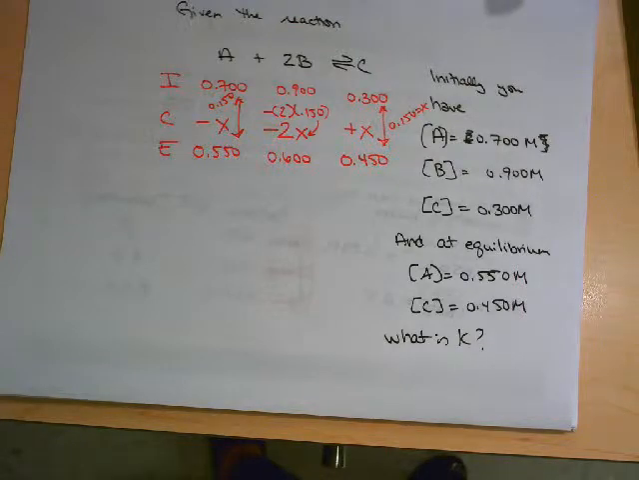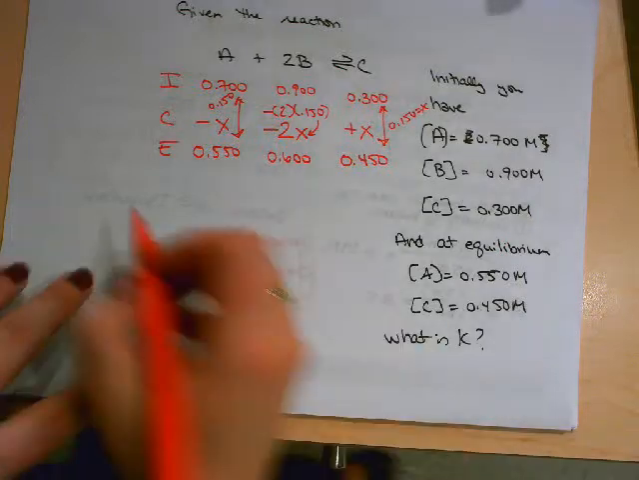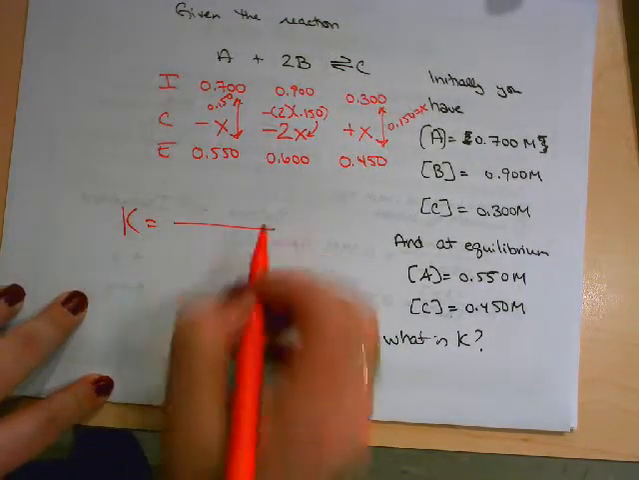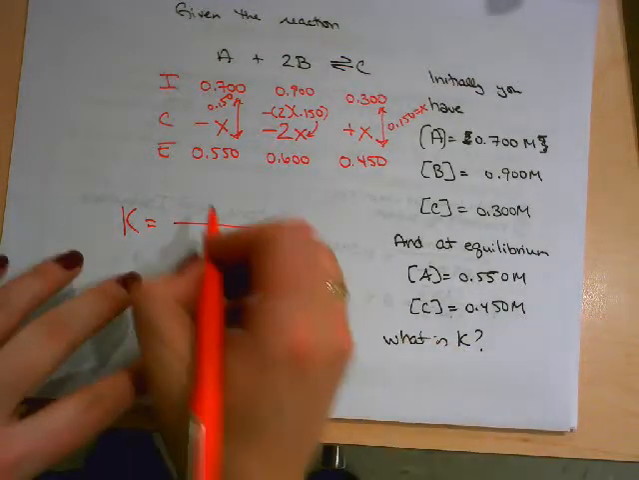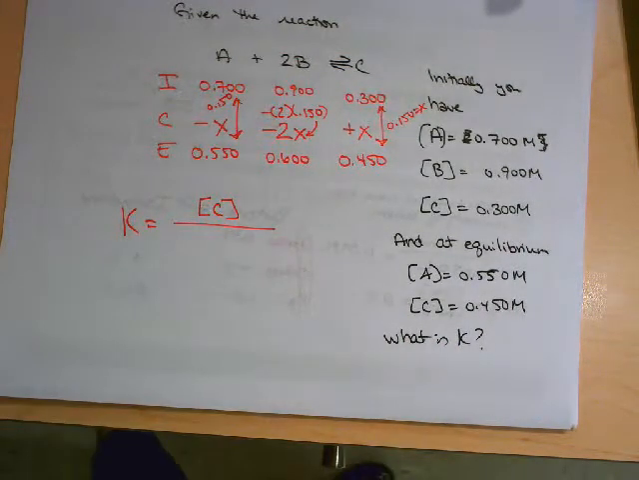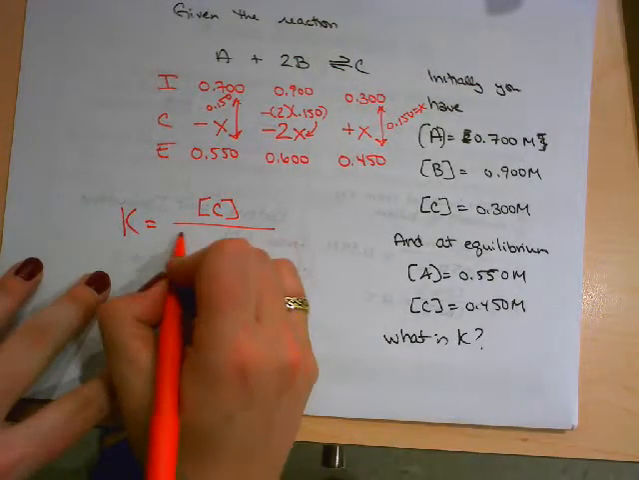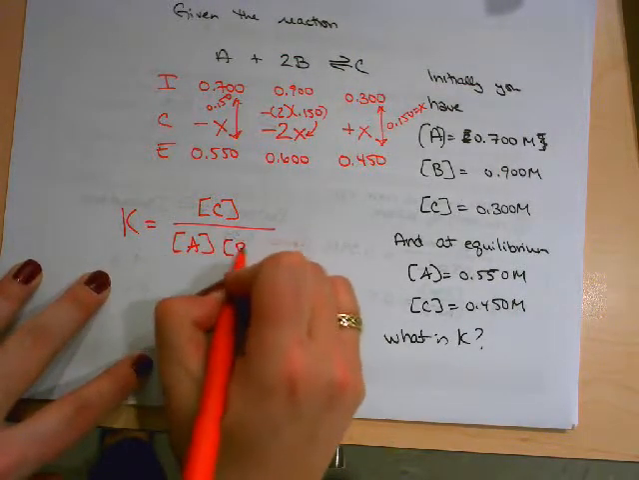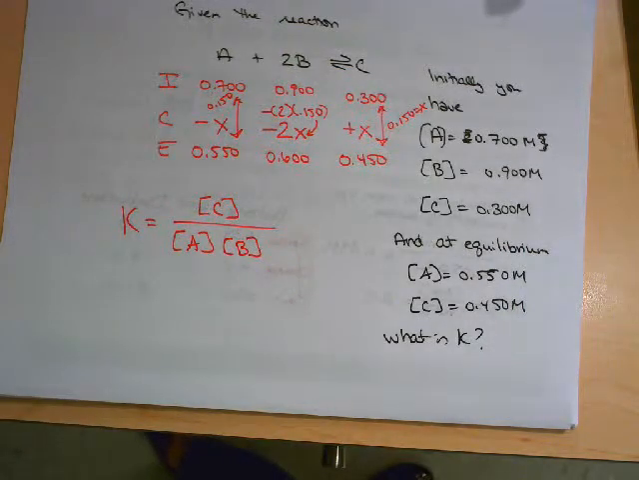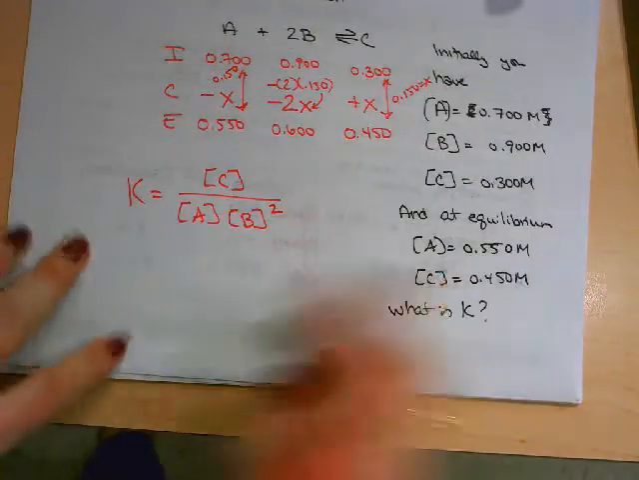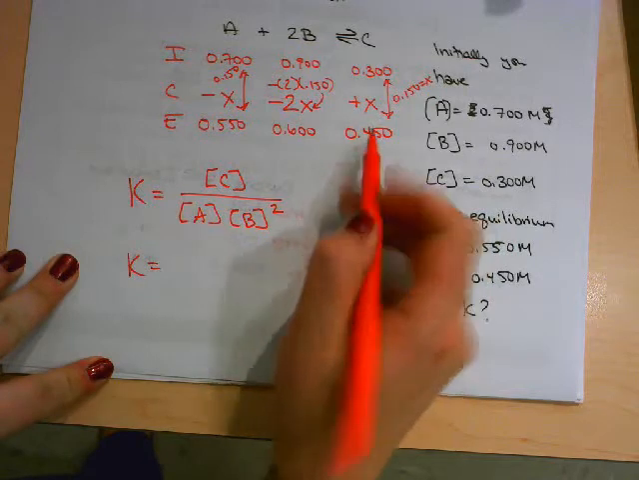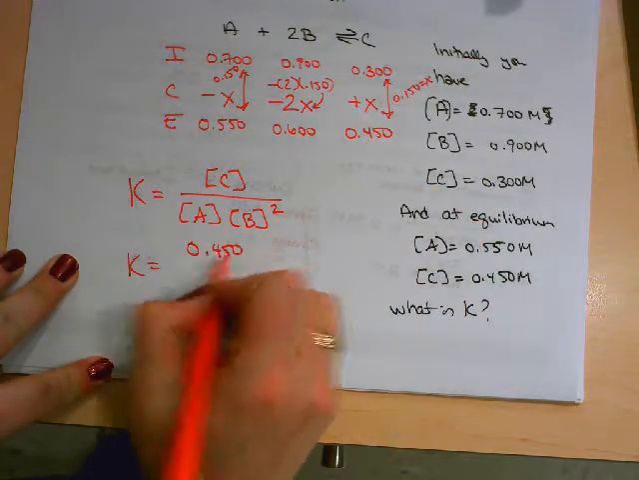Alright, so now if I have these equilibrium concentrations, and I'm still looking for K, what do I know that K is equal to? Products over reactants, right? So it's going to be C over, what am I missing from my equation about K? Right, that needs to be squared. Now I know C is equal to 0.45.